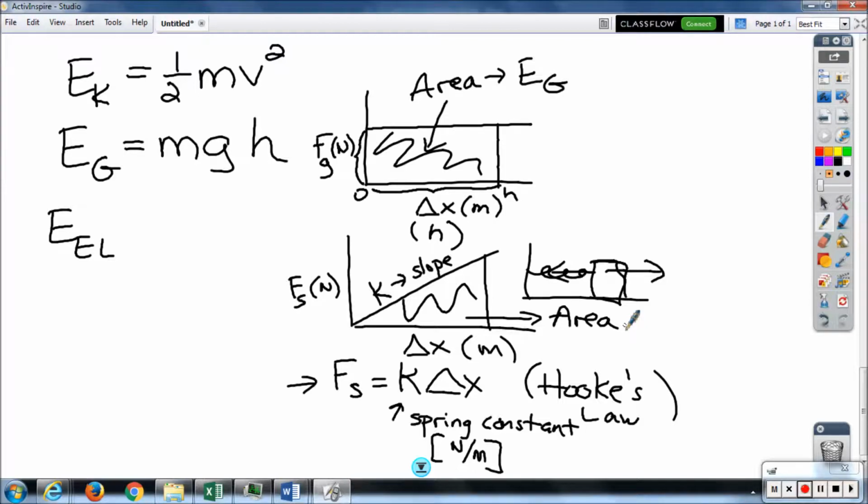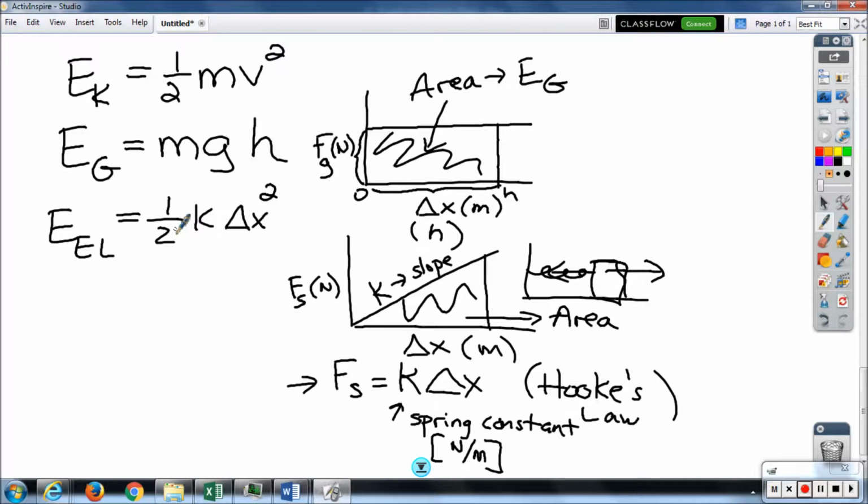And so the formula we came up with for the elastic potential energy was 1/2 k delta x squared. So that comes from the area of that triangle. Half the base times the height, so half the force times the displacement, but you plug in k delta x in for the force and you get 1/2 k delta x squared.